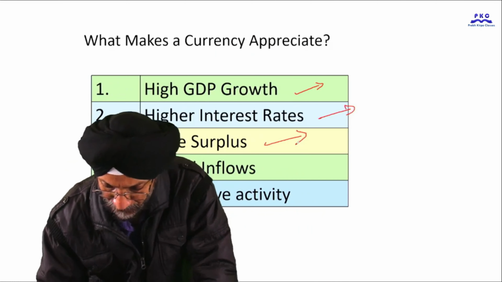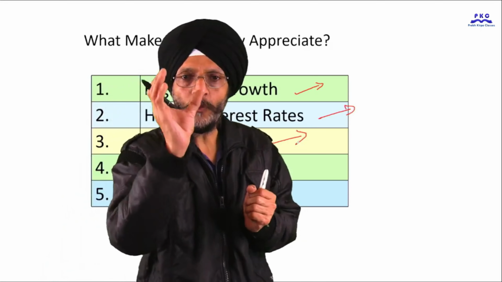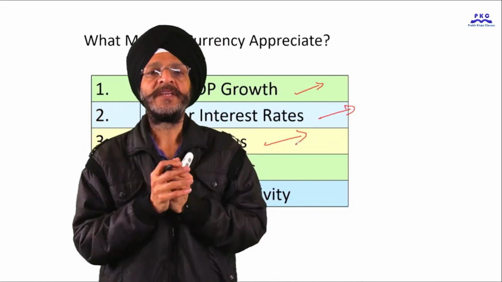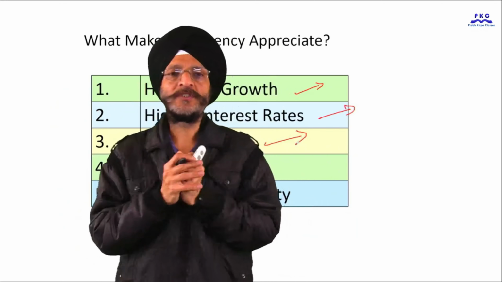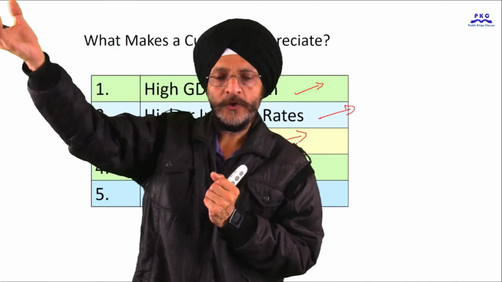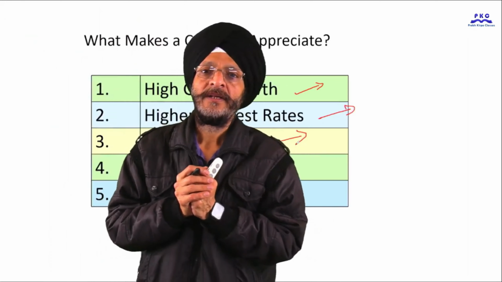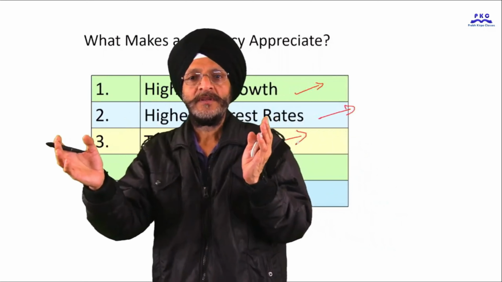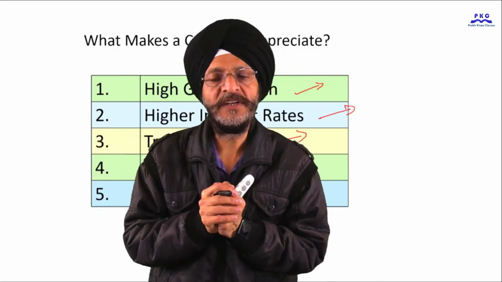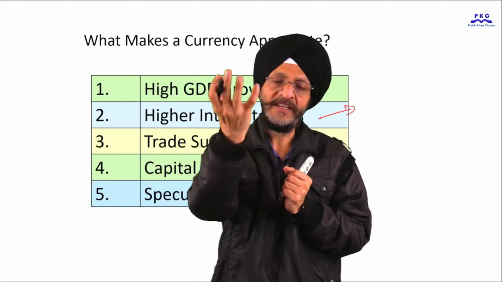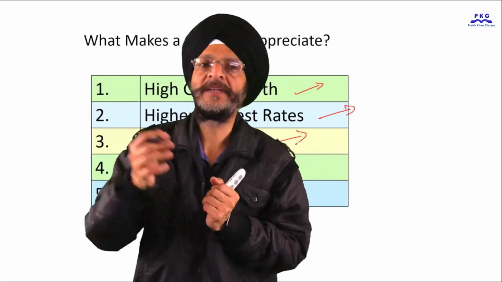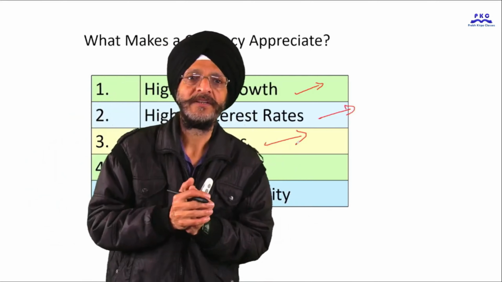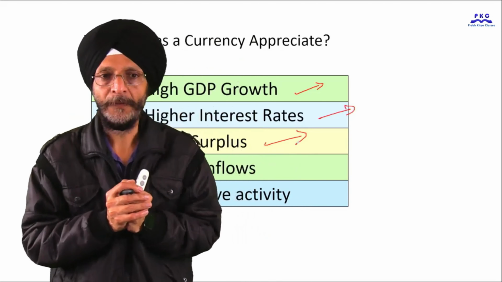Next is trade surplus. Trade surplus means exports are more in comparison to imports. When the exports are more, it means that the foreigners have to pay more to that country. So to pay for the exports, the foreigners will have to buy the domestic currency. It increases the demand for domestic currency and ultimately results in the appreciation of the domestic currency of that particular country from where the exports are being made.